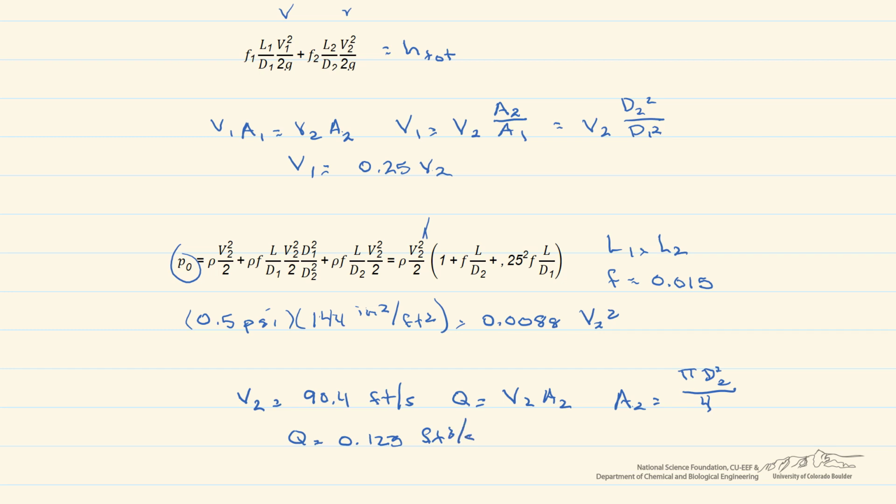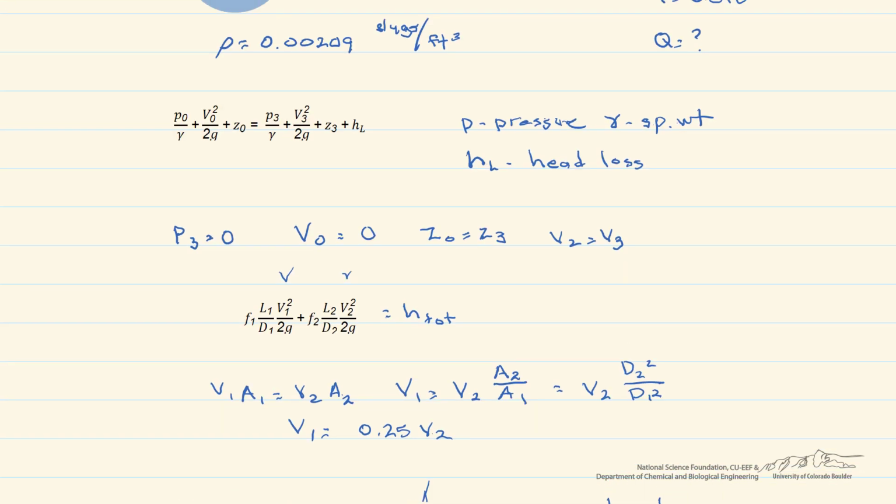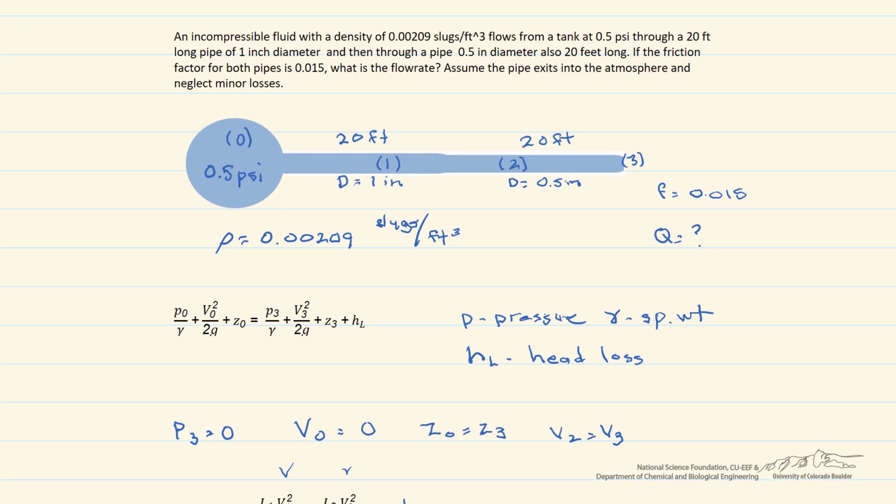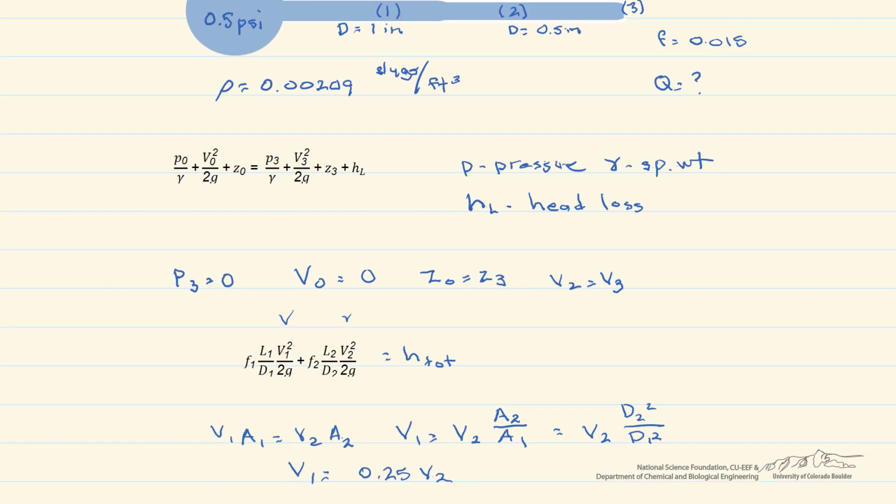Note I did this with velocity 2, but if you go back and you look at this in series, what you'll find is that our Q's stay the same, so that Q1 is equal to Q2, so we could have solved it that way as well.